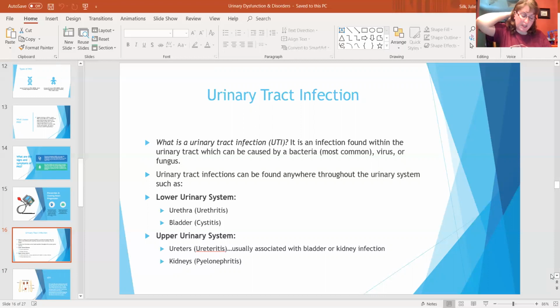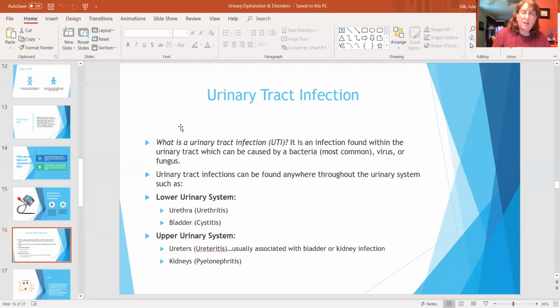An upper UTI would be considered pyelonephritis. This is a sudden severe kidney infection that causes the kidneys to swell, and it can permanently damage them and can be life-threatening. Usually the cause is that the infection starts in the lower urinary tract and then it spreads to the upper part. Bacteria is usually the typical cause.